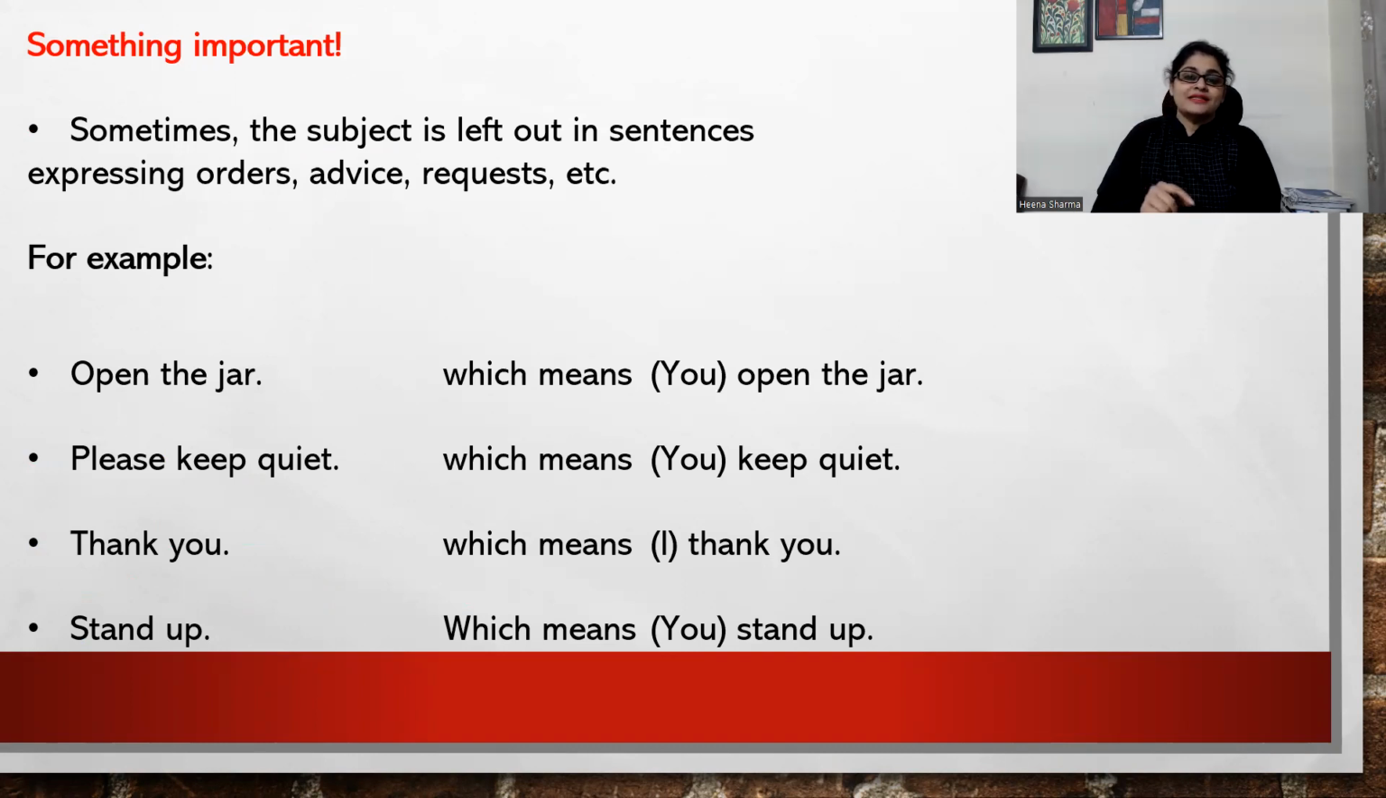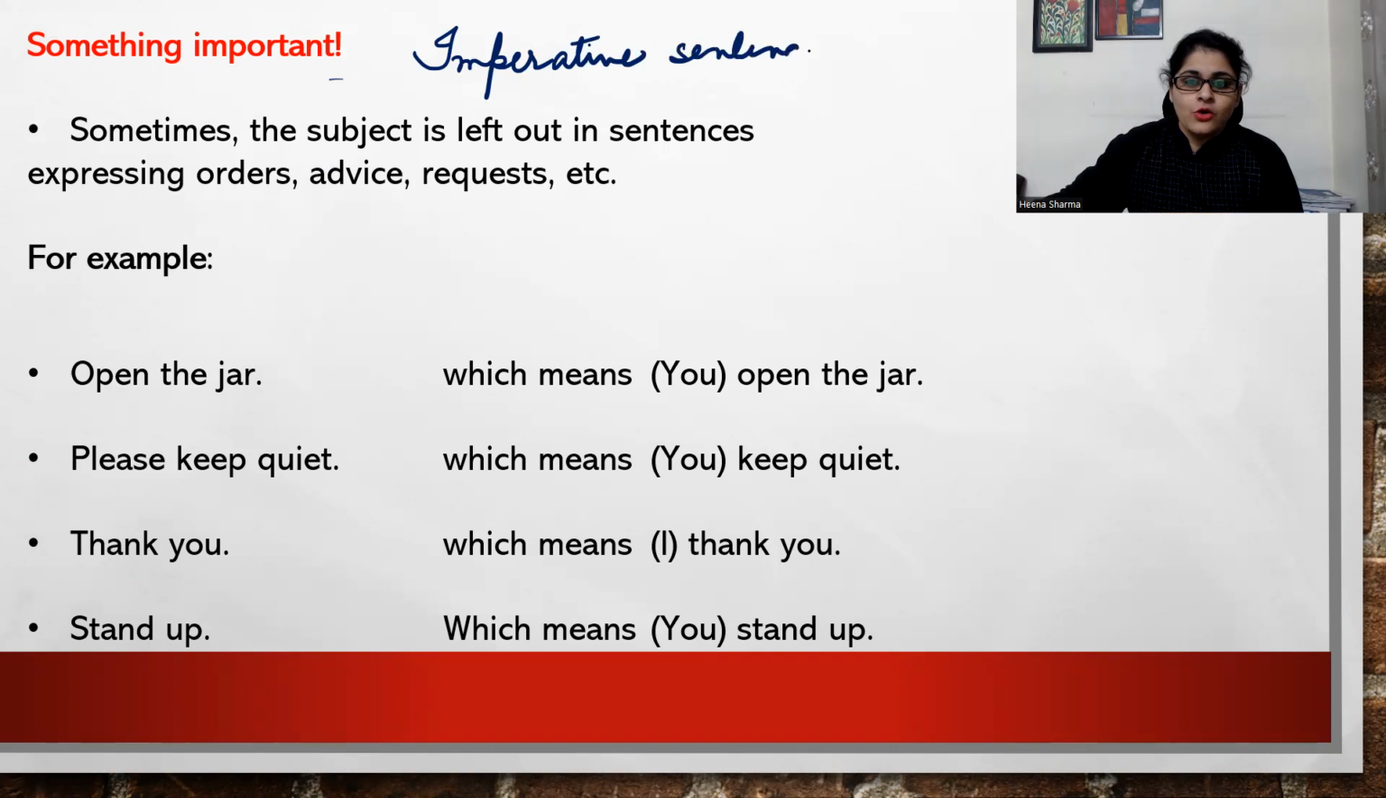Sometimes the subject is left out in sentences, especially when the sentences are about expressing orders, advices, requests, suggestions. You get me, right? What kind of sentences are these when we are expressing orders, advices, suggestions, and all that? These are the imperative sentences. You all are aware, right? So, imperative sentences express orders, commands, advices, suggestions.